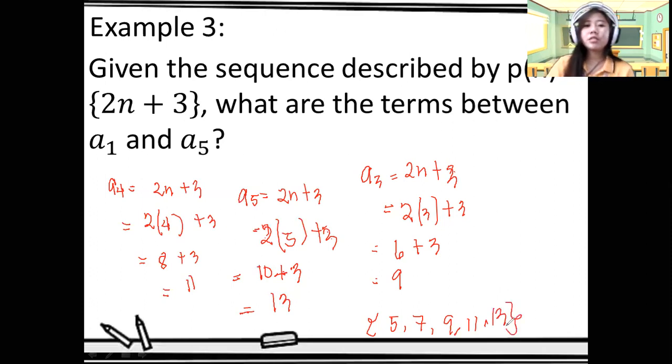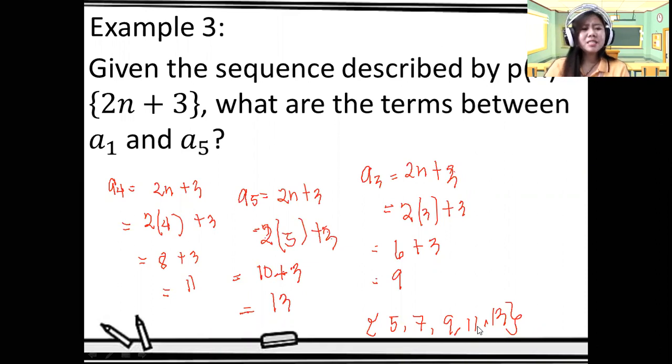So what is the question again given by example number 3? So given the sequence described by P of n, 2n plus 3, what are the terms between a sub 1 and a sub 5? So what are the terms daw po? So those terms are 7, 9, and 11.